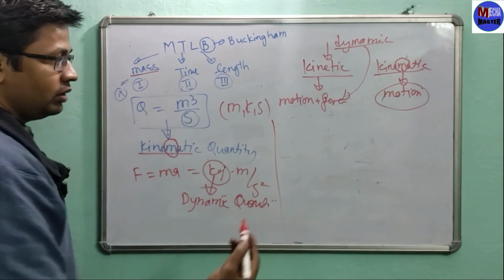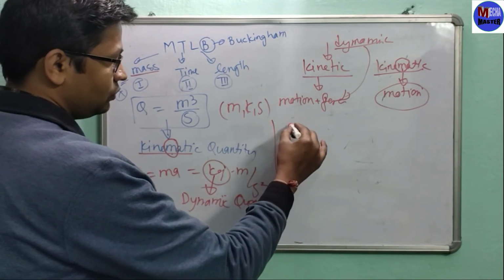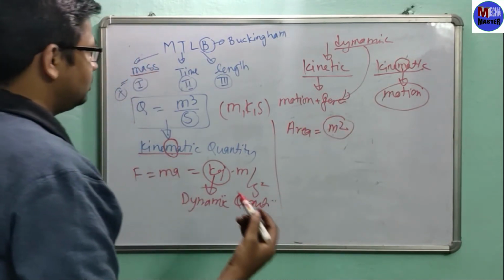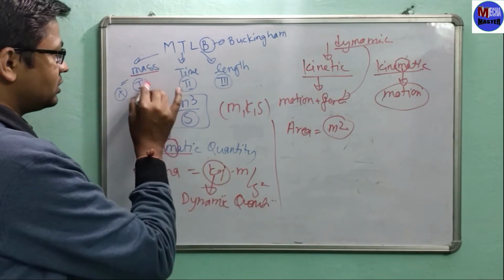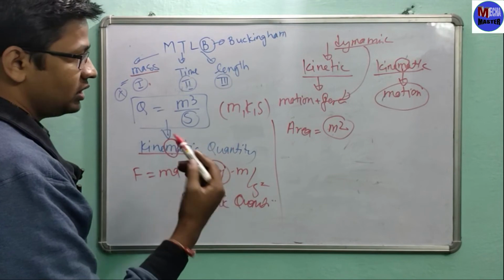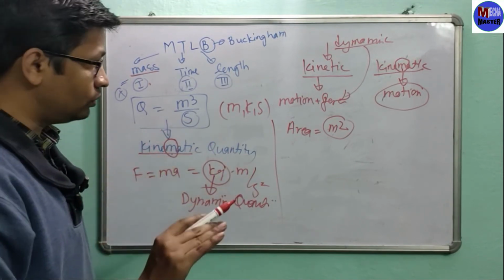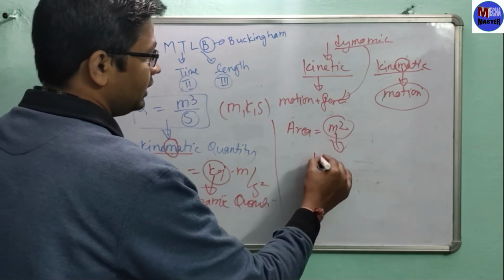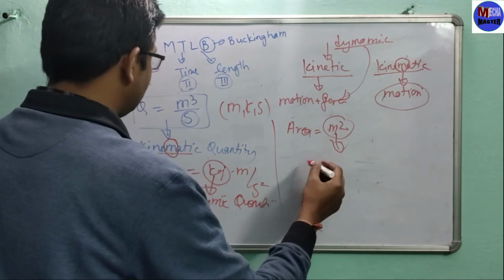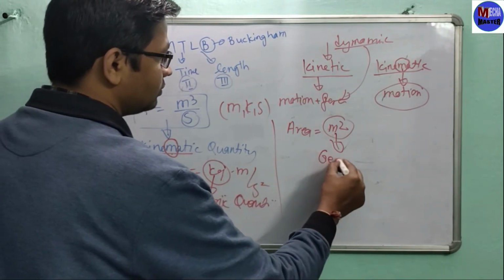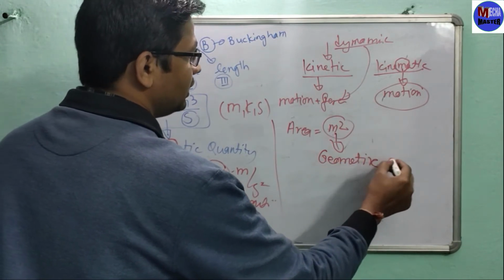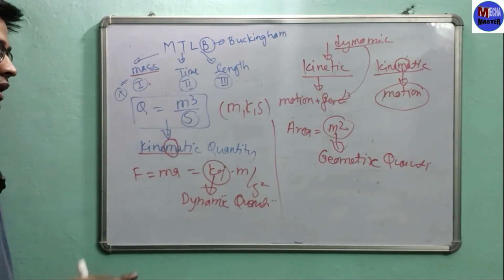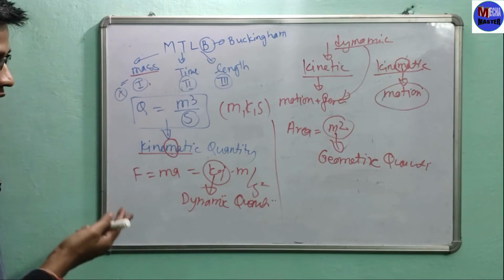Now one more example. What is the unit of area? Area is meter square. Then our shortcut: the first priority is given to mass. Is there mass? No. Second priority is given to time. Is there time? No. Is there length? Yes. Then it will be, oh sorry, a geometric quantity.